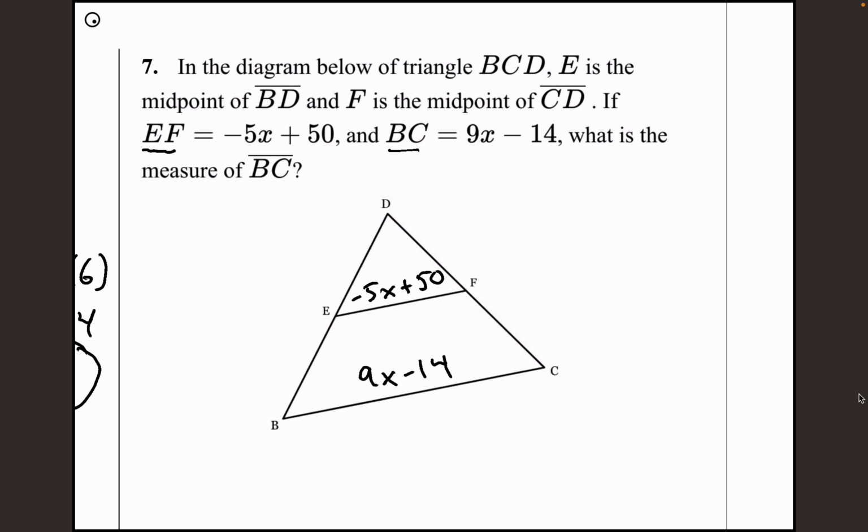Now, what do we say about the mid-segment compared to the third side? It's half the value. In what way can I make it even? I need to multiply everything in the mid-segment times 2. So the way you're going to set this up is 2 times your mid-segment equals the third side.